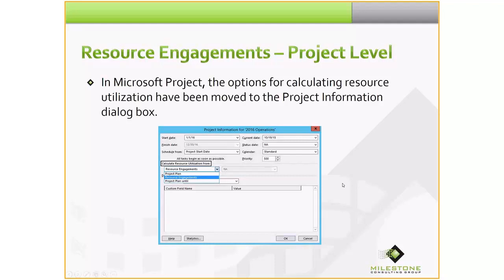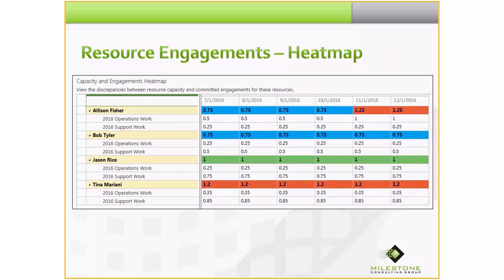There's also a new Heatmap view that's included in PWA. And as it states here, view the discrepancies between resource capacity and committed engagements for these resources. The Heatmap only looks at resource engagements. It does not look at task allocations. It simply looks at capacity and committed engagements for resources. Take time to study the resource engagements Heatmap. This is a new addition in PWA.